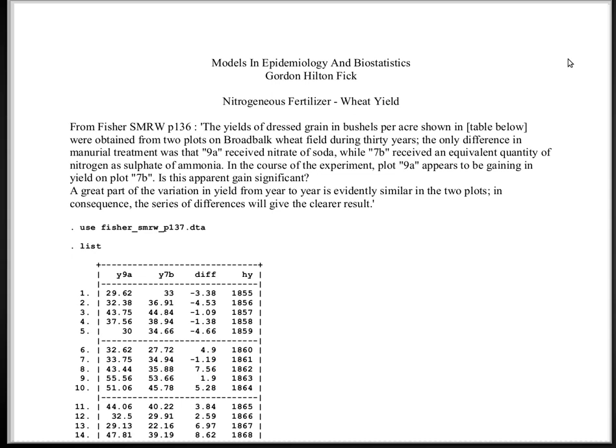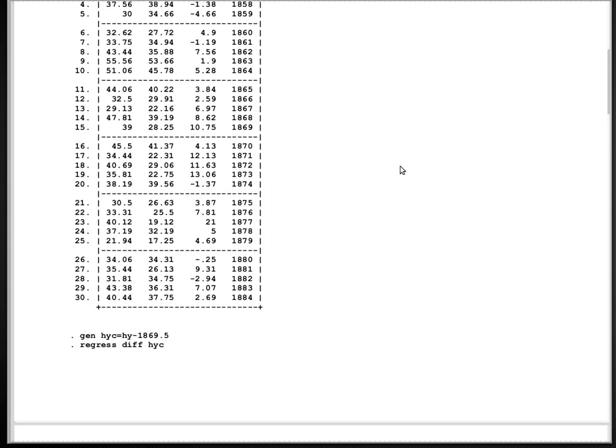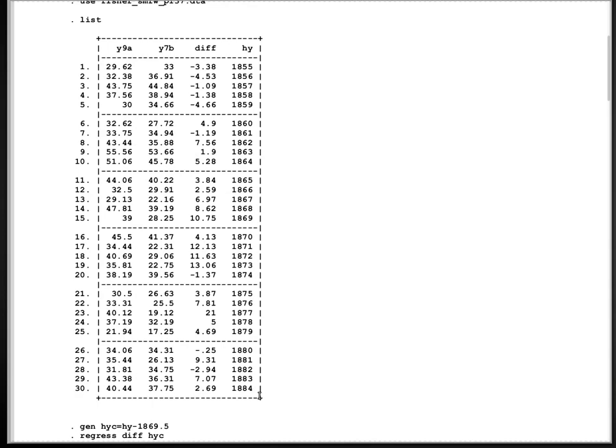All right, so that's part of the mix. Inevitably then, we're going to suppose for our analysis here that the change is the primary outcome, the difference between the 9A yield and the 7B yield, and whether or not that change is a function of the year. So we're going to get a measure of the difference between 9A and 7B as a function of the year in which these yields were collected. Believe it or not, these years were from 1855 to 1884.